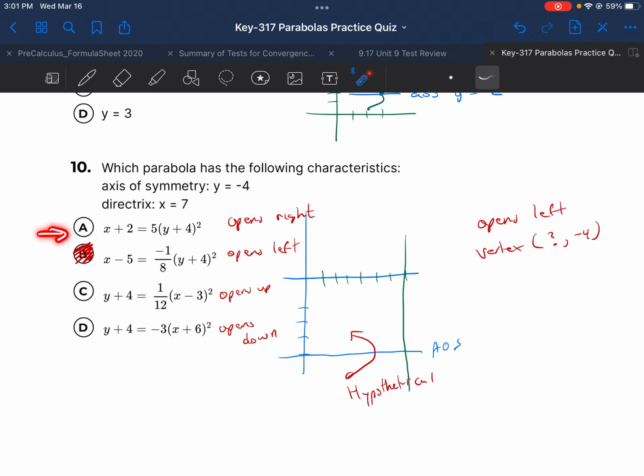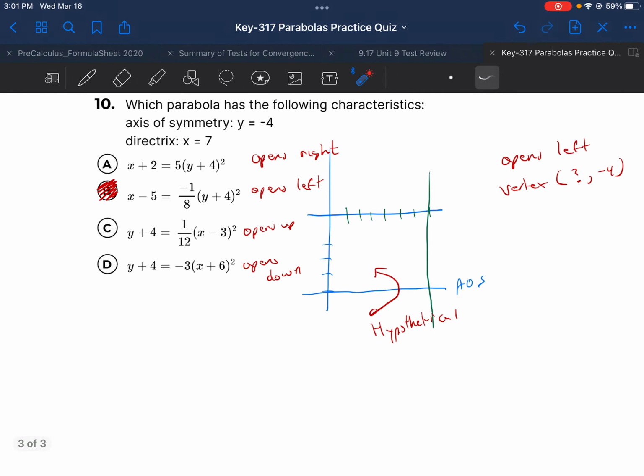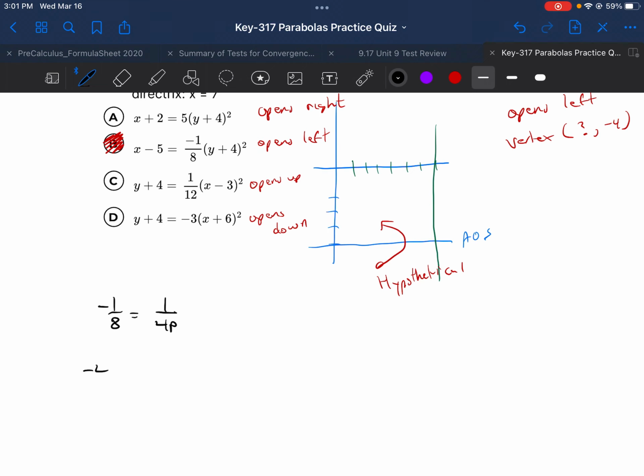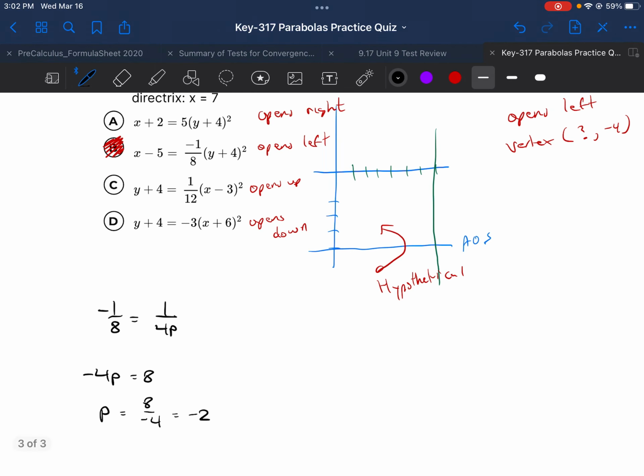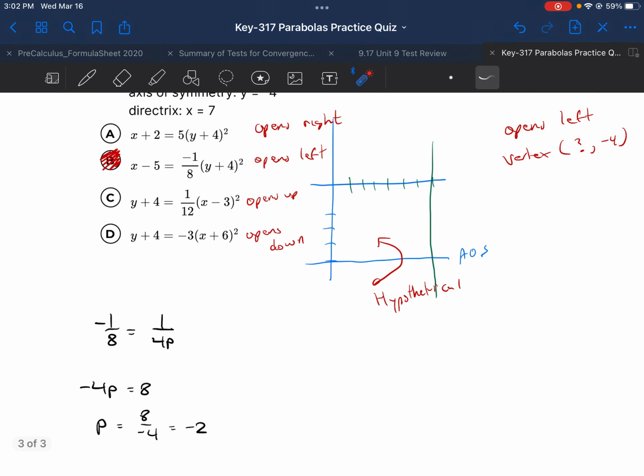Now what we need to figure out is which of the two horizontal parabolas is going to give us the correct directrix of x equals 7. And we can do that by finding the p-value for each one. Now I'm going to start with the p-value of the correct answer choice. So we have this -1/8. If I take that -1/8 and set it equal to 1/4p, cross multiply, -4p equals 8, divide by -4, p equals 8/4, which equals -2. So if I have a p-value of -2, then I can figure out which of these two is going to end up being correct. Which one's going to give us the directrix of x equals 7?